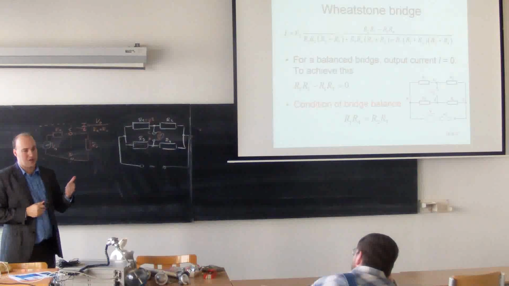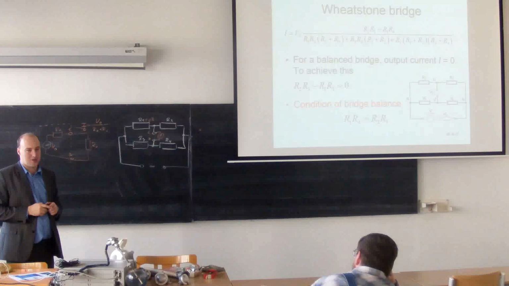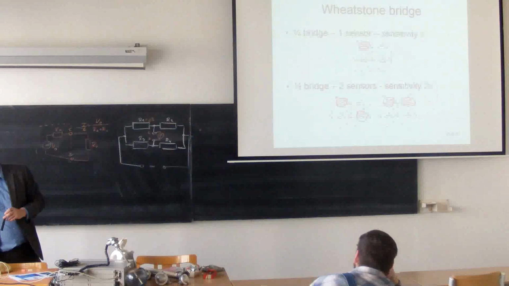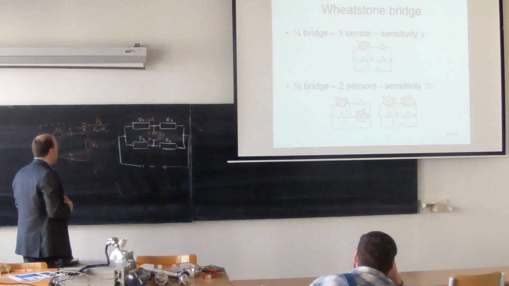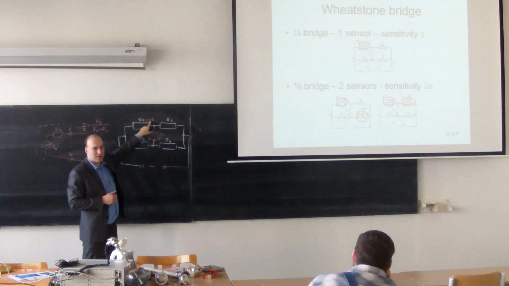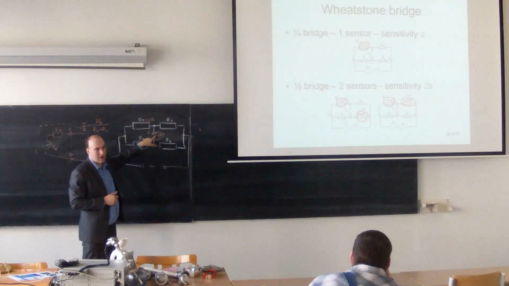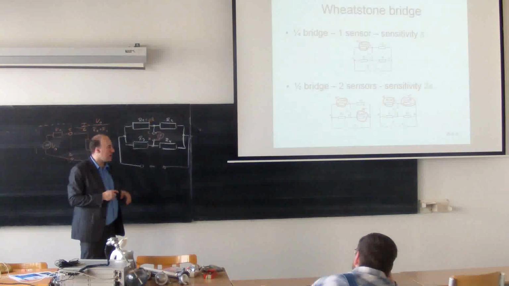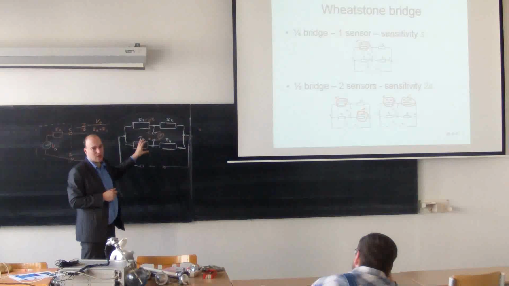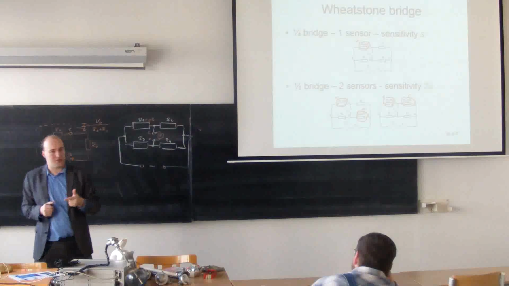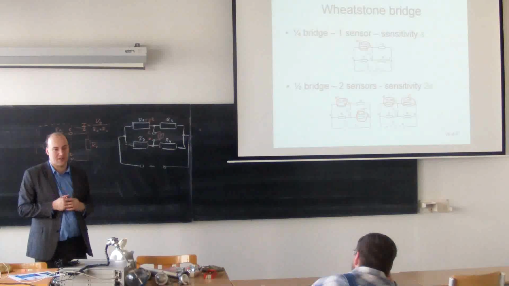If you have one sensor connected in the bridge, we will call that a one-quarter bridge. So we have a one-quarter bridge. We are changing the input and we are looking at the output. If my connection has some sensitivity, as we could calculate, it will be a constant value. So for one sensor, we have a one-quarter bridge and we have some sensitivity.